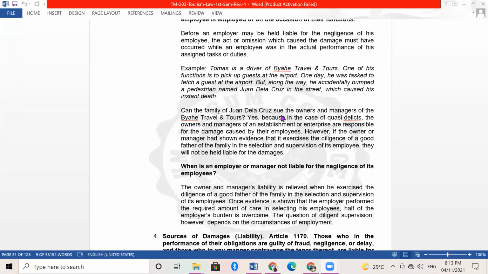However, if the owner or manager shows evidence that it exercised the diligence of a good father of a family in the selection and supervision of its employee, they will not be held liable for the damages. So, for example, like nahitabo pud ni siya.